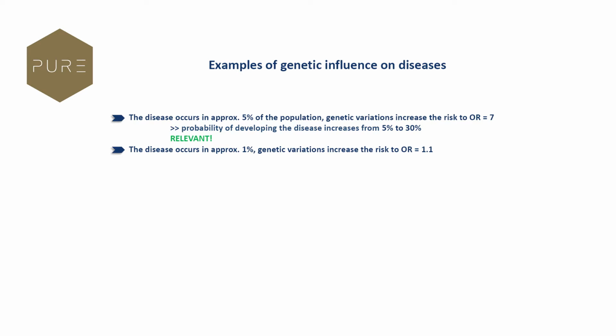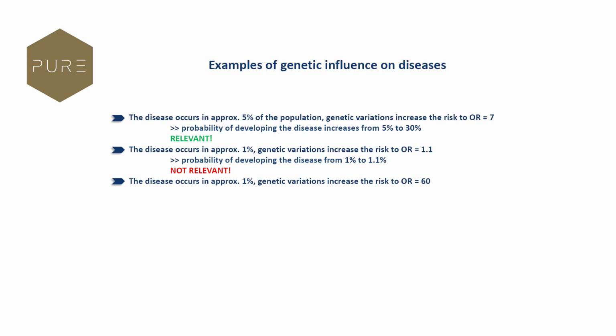Then another example: the disease occurs in 1% of the population. The genetic variation increases the risk to an odds ratio of 1.1. Now what's going to happen here? You increase from 1% to 1.1% risk. Really, there's no benefit in knowing you have this genetic variation. The risk is negligible, so this kind of genetic test doesn't make any sense.